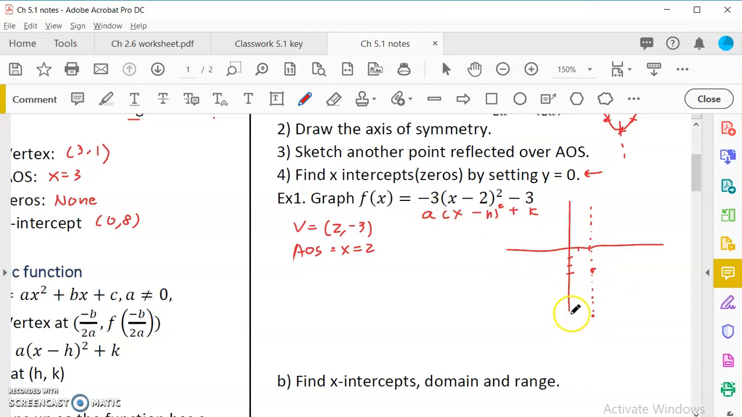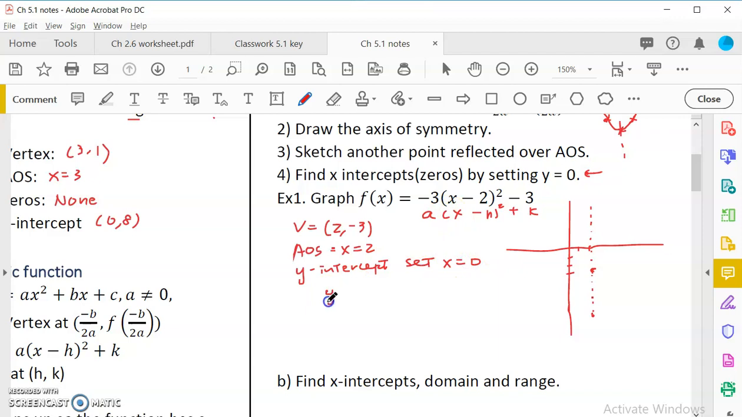So I need one more point. What point should I get? I cannot tell if I should go this way, that way, or skinny or what. I don't know. If a is negative 3, it should be a skinny one, right? But I need to find another point. So the best point to find is the y-intercept because it always exists. For the y-intercept you set x equal to 0, right? Set x equal to 0.